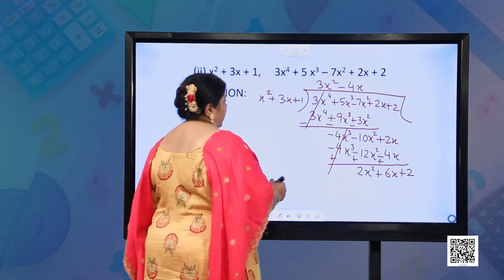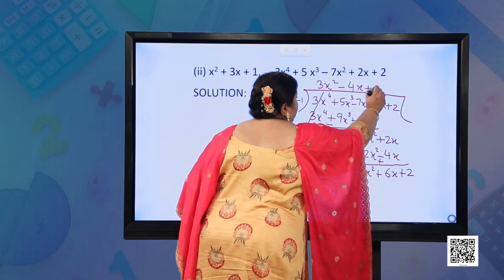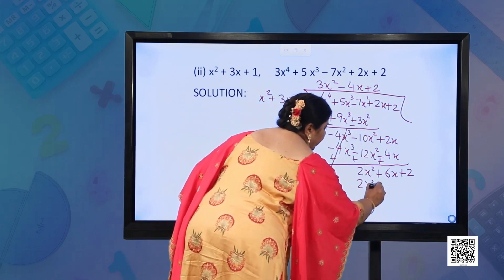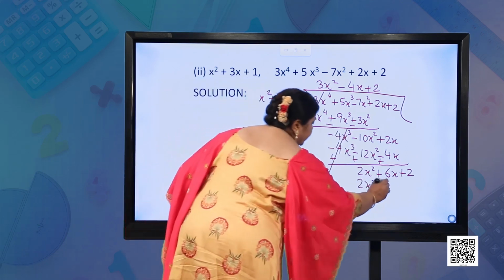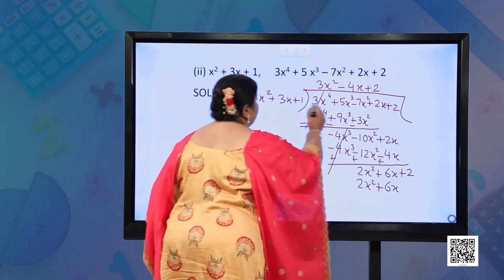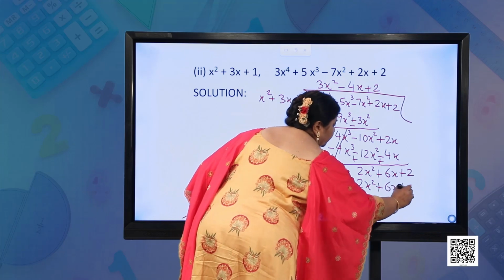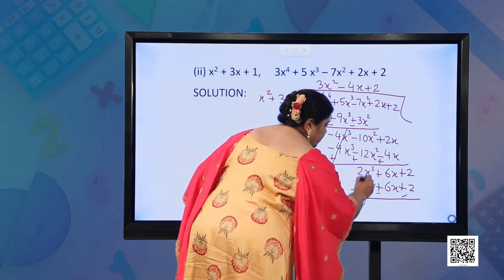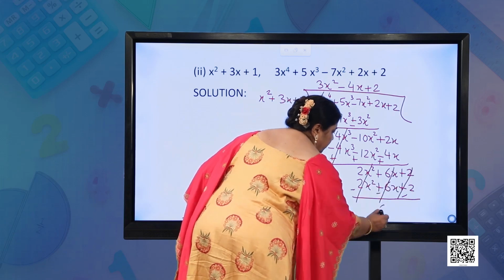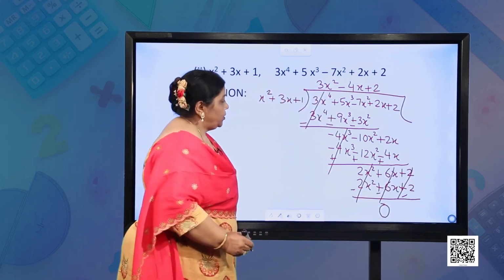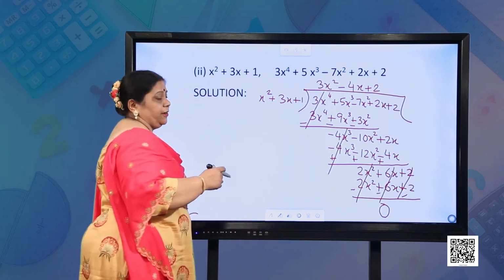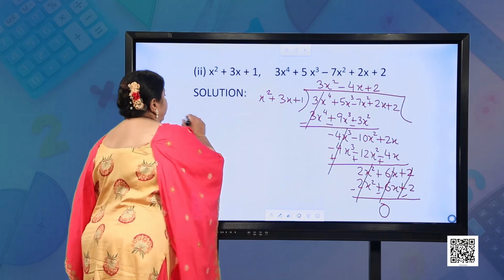Now, if I multiply by 2, I think I will get 2x square plus 2 3s are 6 and 2 1s are 2. Yes, I think all the terms are getting cancelled, and again the remainder is 0 here. So, what I can say, students? I can say the first polynomial is a factor of the second polynomial.